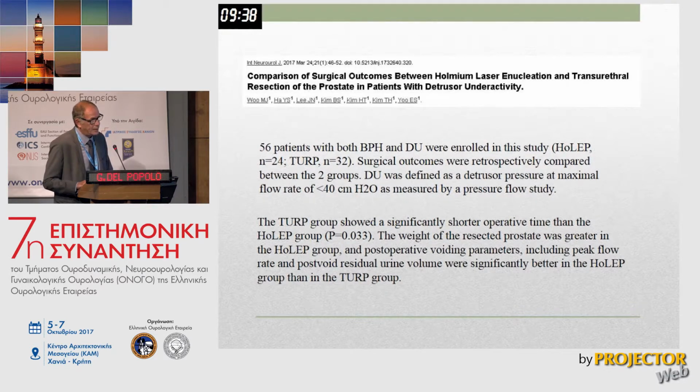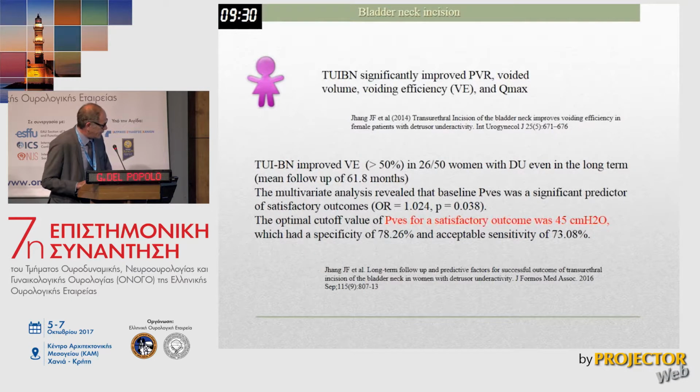But I think that this is just because maybe you have much better deobstruction of your patient. And in this study, also with bladder neck incision, these authors demonstrate that usually they can have an improvement of bladder voiding, but they used a cutoff value in the preoperative study, that they must have a detrusor contraction of at least 45 centimeters of water.